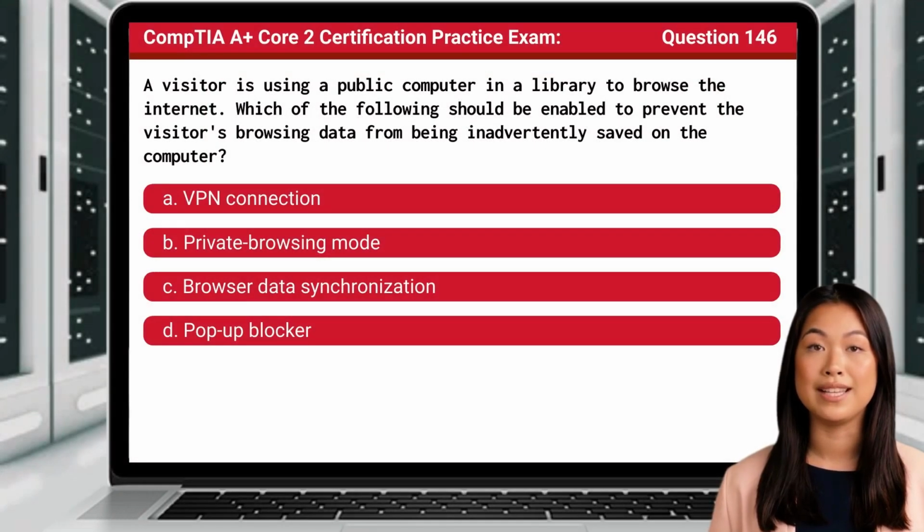Question 146. A visitor is using a public computer in a library to browse the internet. Which of the following should be enabled to prevent the visitor's browsing data from being inadvertently saved on the computer?